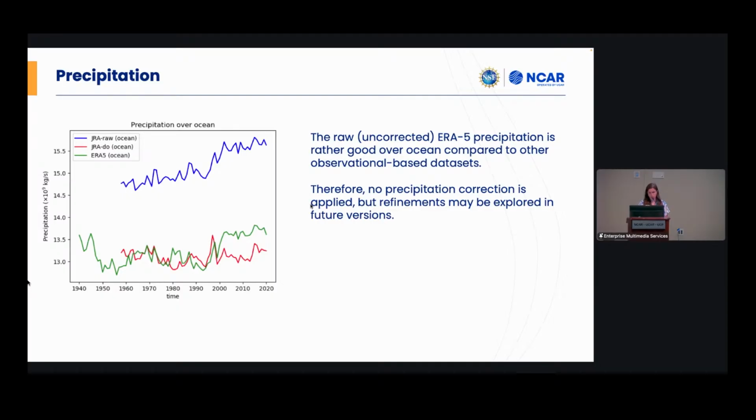And here I'm showing the time series of the total precipitation. This was in raw JRA reanalysis, and this was for their corrected dataset. And this is what the uncorrected ERA5 looks like. So it's pretty good. But yeah, we may explore it in future versions of the dataset. We may do some sort of corrections.